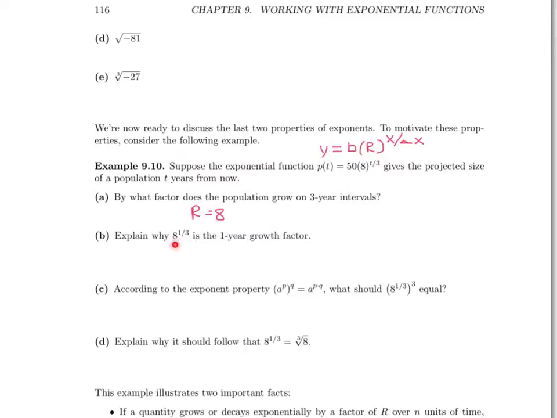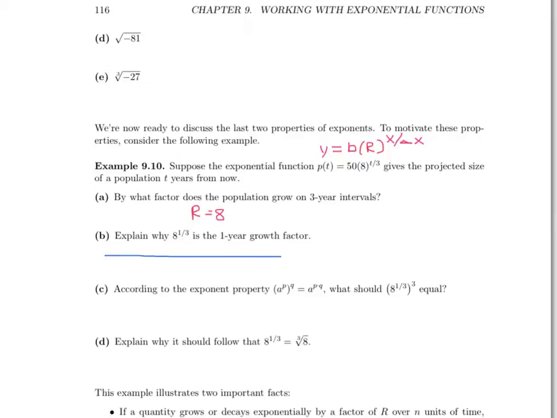Now let's look at B. Explain why 8 raised to the 1/3 power is the 1-year growth factor. So again, I want to reiterate, 8 is a 3-year factor. In other words, every 3 years this population grows by a factor of 8. In part B, we're talking about a 1-year growth factor. In other words, over a period of 1 year, by what factor does this population grow? It's not the same thing as 8. Well, let's see if we can figure this out.